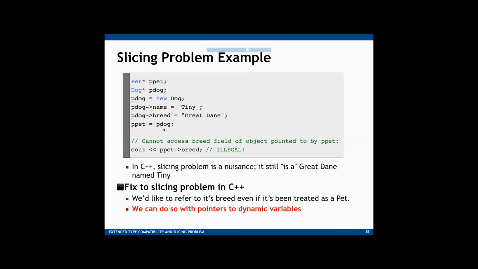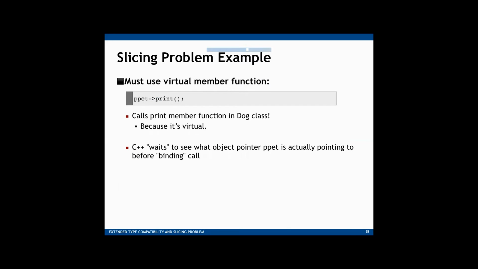If you assign it this way, this ppet variable does not lose the breed information. So no slicing problem here. But even though the breed data is not lost, you still cannot access breed data directly like this. This is illegal. Instead, you must use virtual member functions. So you have to make this print member function virtual and use this member function to access the breed data.